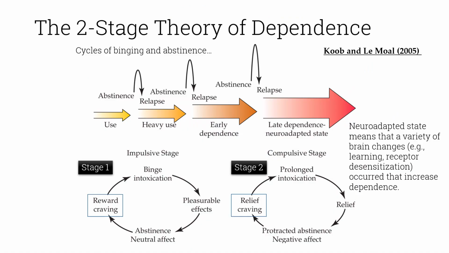So this is the two-stage theory of dependence. We're starting at stage one, the bottom left-hand part of your screen. You can see that this is like the positive reinforcement stage. This is where you have a craving, you take the drug, and you get a pleasurable effect. When you stop taking the drug, you don't really experience any withdrawal symptoms. However, when we move into stage two, it becomes dominated by negative reinforcement. So when you take the drug in response to a craving and you get intoxicated, you'll have relief from withdrawal symptoms.